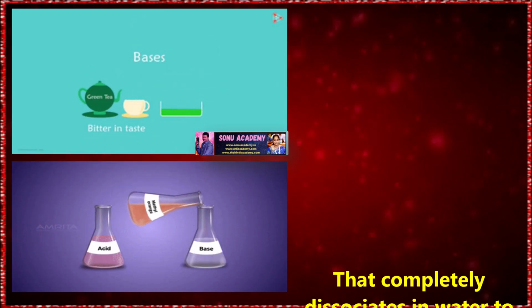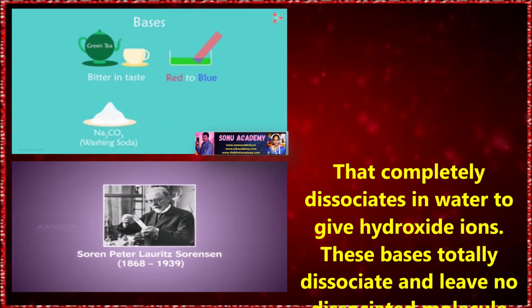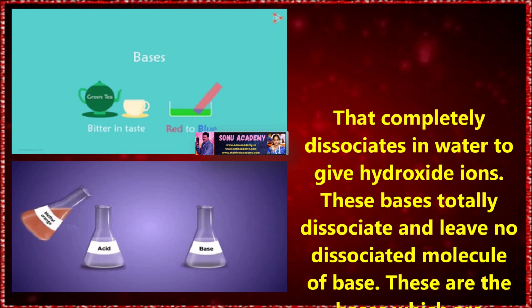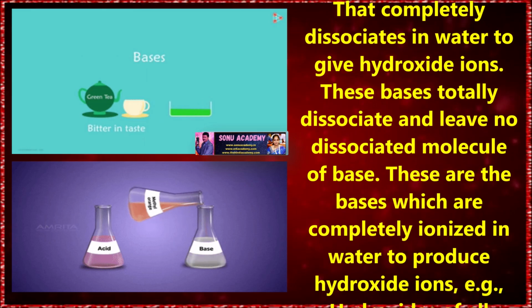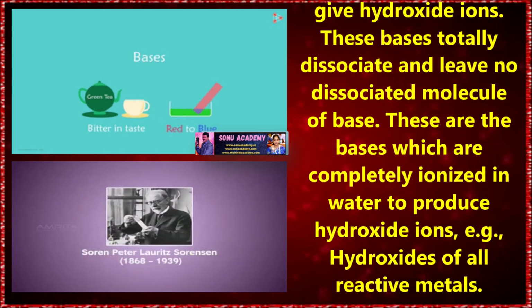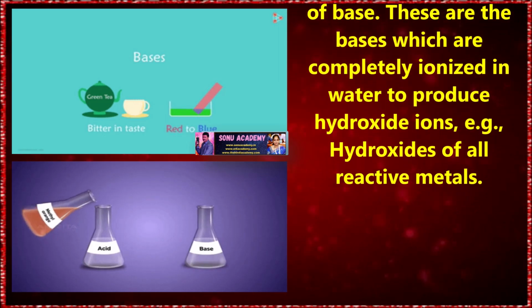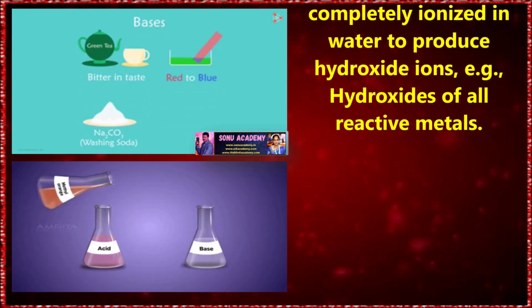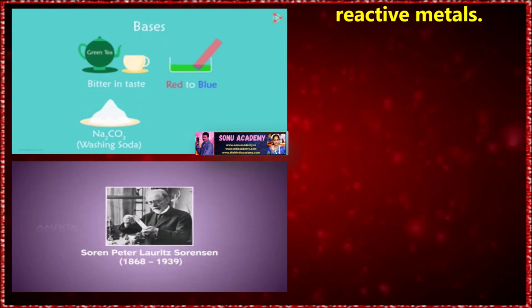Children, let us discuss the strength of bases. Strong bases completely dissociate in water to give hydroxide ions. These bases totally dissociate and leave no undissociated molecule of base. They are the bases which are completely ionized in water to produce hydroxide ions. Example, hydroxides of all reactive metals.